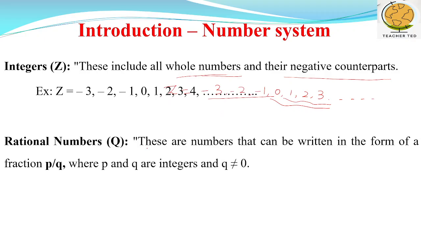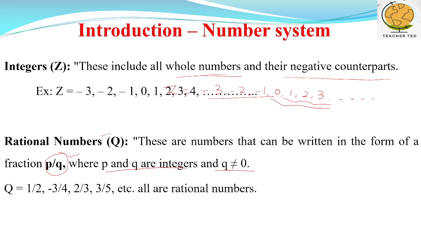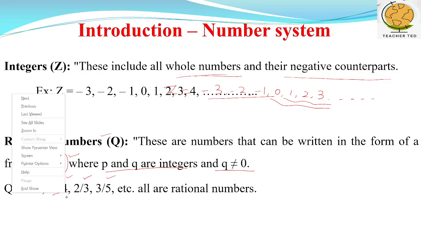The next number is very important, that is the rational number. Rational numbers are those which we can write in the form of p by q, where p and q are integers and q is not equal to 0. So any number which we represent in the form of p by q is known as a rational number. You can take any examples like 1 by 2, minus 3 by 4, 2 by 3, 3 by 5, etc. You can see here minus 3 is an integer and 4 is also an integer.